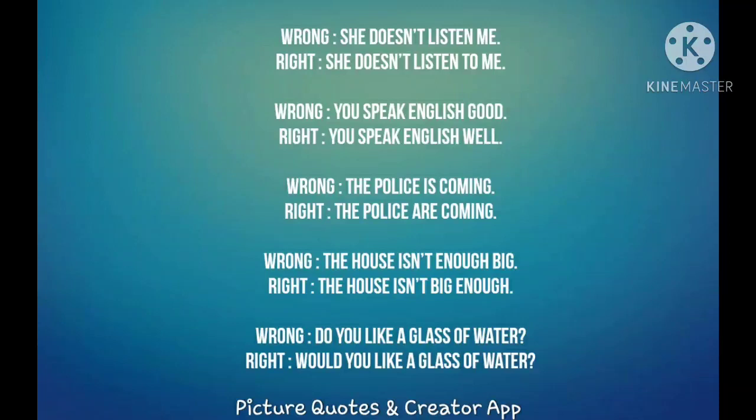The next sentence, "Do you like a glass of water?" So when you offer something in a polite manner, instead of "do," you should use "would." "Would you like a glass of water?" "Would you like a cup of tea?" So "would" conveys more politeness. We should use "would" when we offer something to someone.